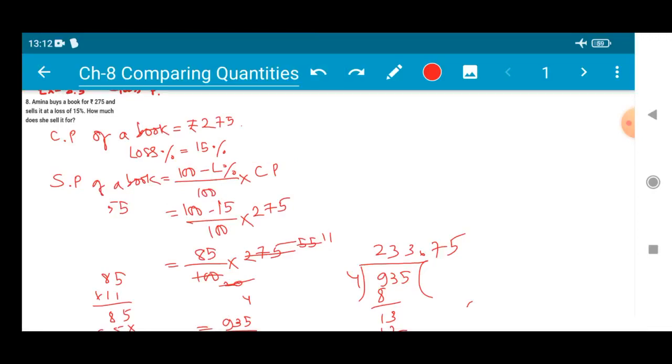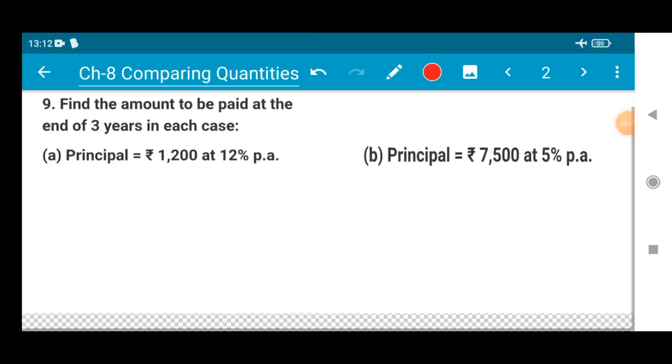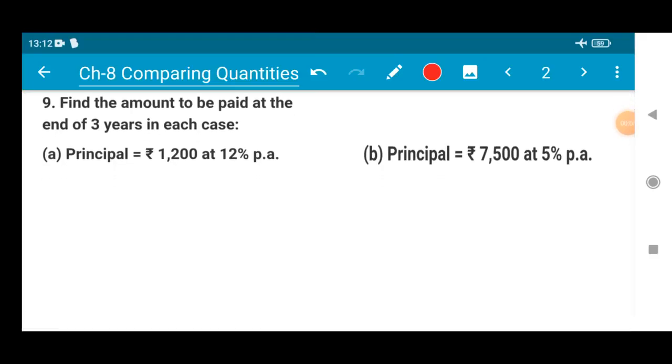Very simple, right? Alright, proceeding to the next question, that is question number 9. Find the amount to be paid at the end of 3 years in each case. That is, principal is given, rate is given, and the time is given, that is 3 years. Now these terms which we are using here, principal, rate, time, we have not discussed in our previous class. This is an absolutely new term to us.